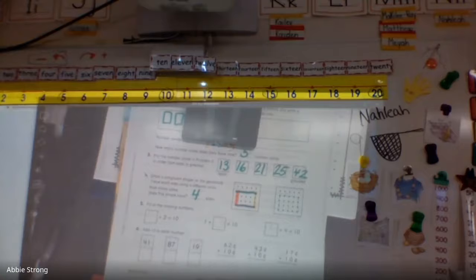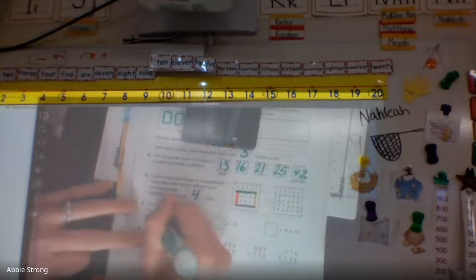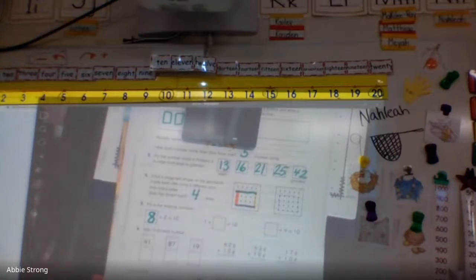What is the answer to something? 2 plus something equals 10. Josh? 8. Good. Put an 8 in that mystery number box.